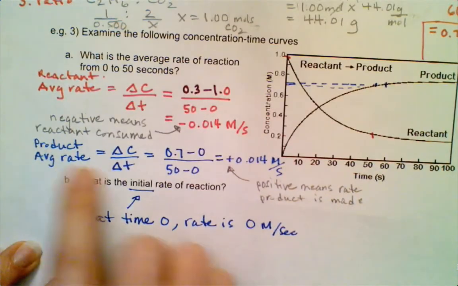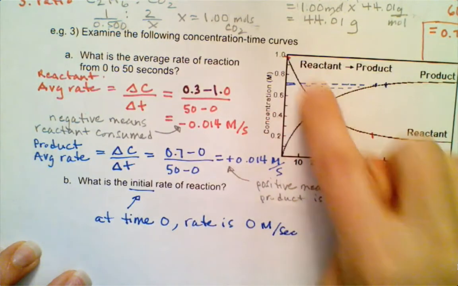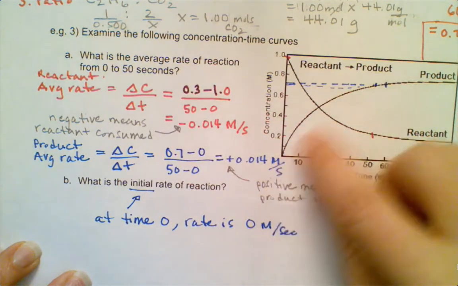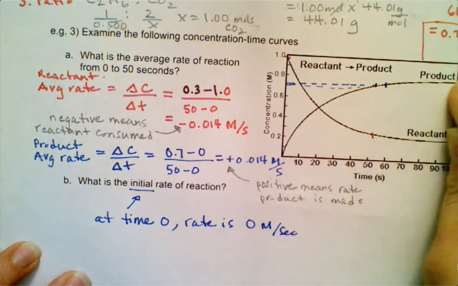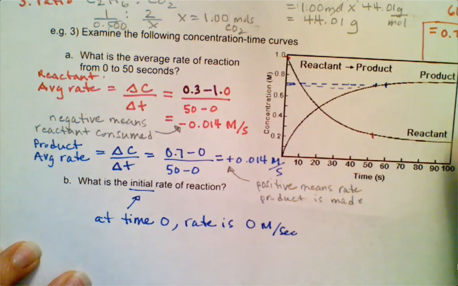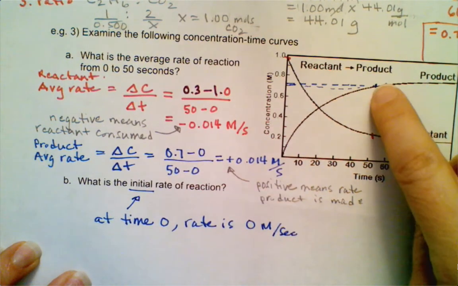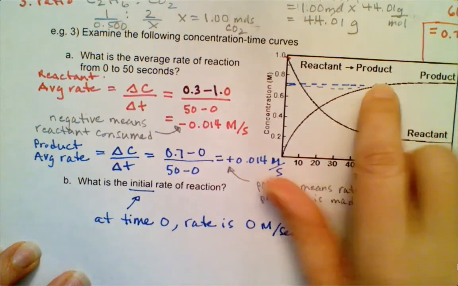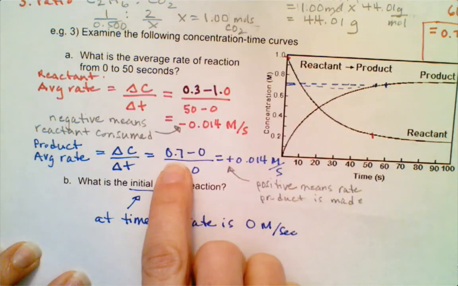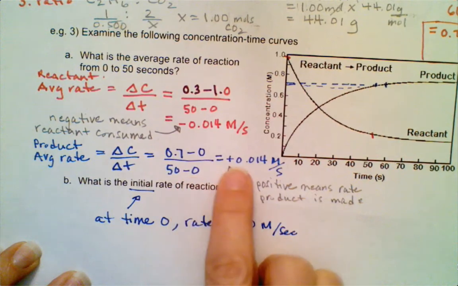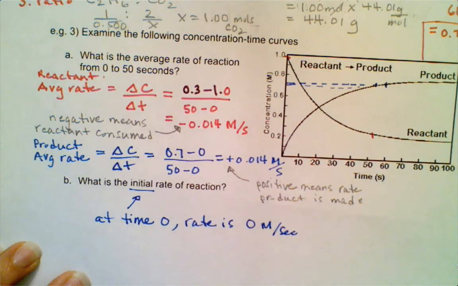If we were to take a look at the product, because these two lines are pretty much just mirror images of one another, we would expect that the rate at which a product is being formed would be the same. And when I take a look at where 50 seconds is, I go over, extrapolate that data, and I get 0.7 minus 0 over 50 seconds, and you get a positive rate value, which means that products are being made.